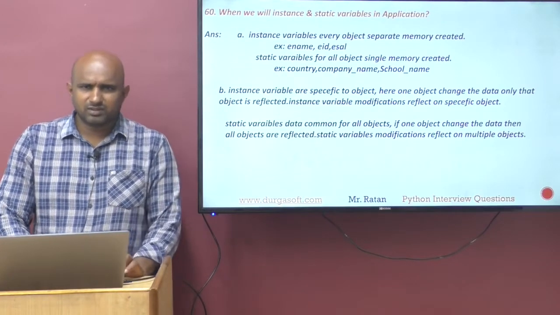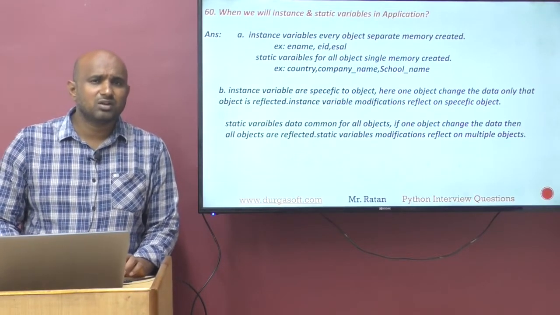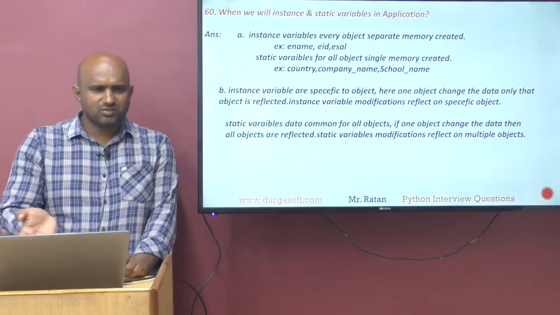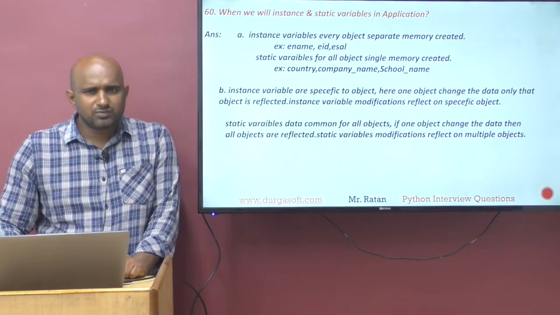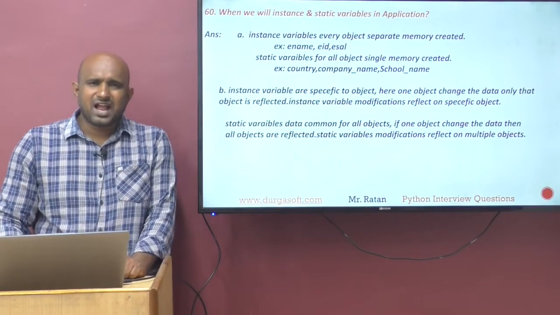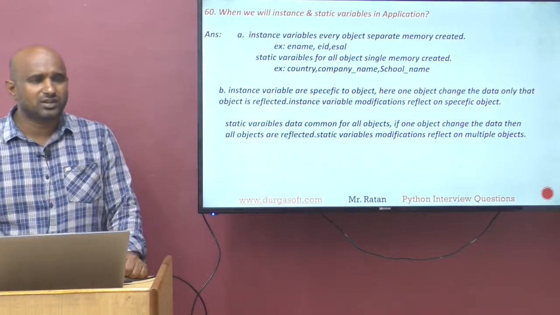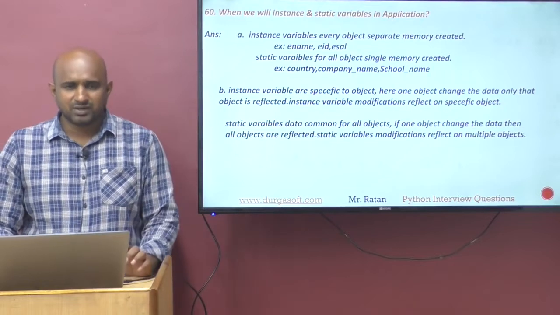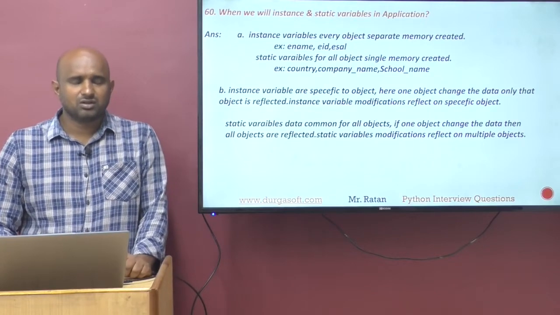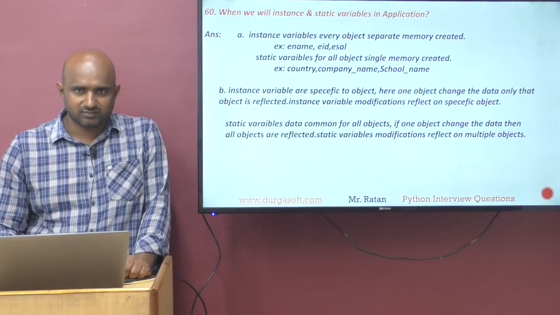Because we said instance variables are specific to the object, right? If I do a modification on an instance variable, only that specific object is reflected. But static variable modifications are reflected on all objects, right? Because static variable data is shared by all objects. If you modify the data once, multiple objects are affected.